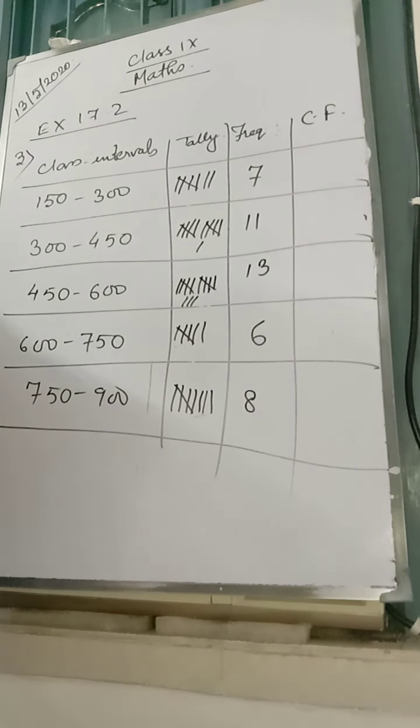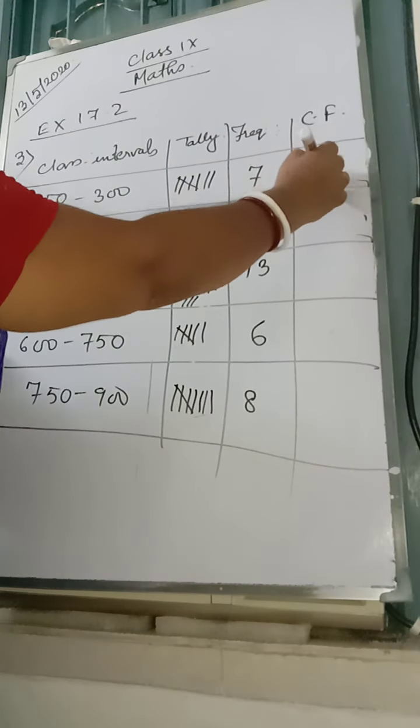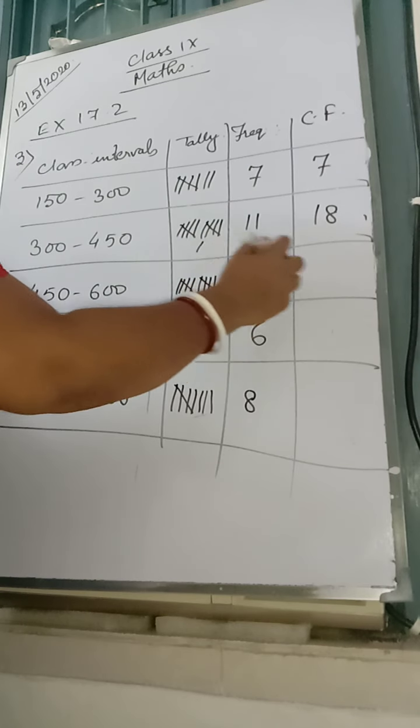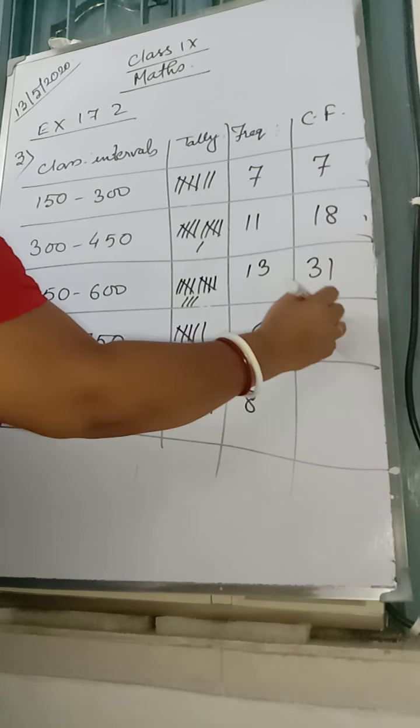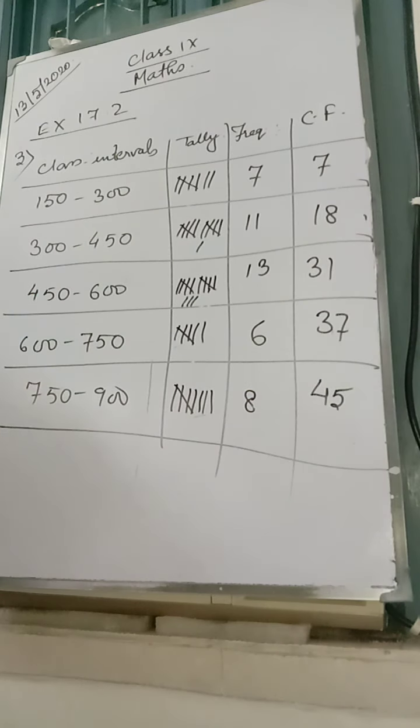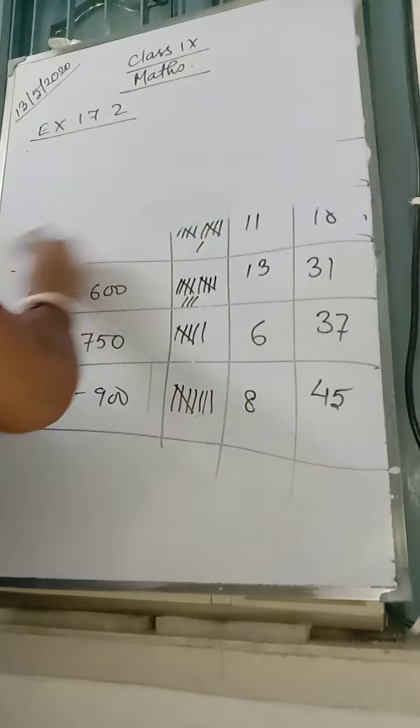What would be the cumulative frequency? We'll add 7, 7 plus 11, 18, 18 plus 13, 31, plus 6, 37, plus 8, 45. This is called cumulative frequency distribution. Okay. Look at question number 4. Here it says, from the cumulative frequency distribution below, construct a frequency distribution table. Now here we have cumulative and we have to get the frequency distribution table.